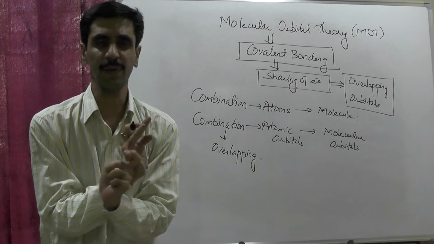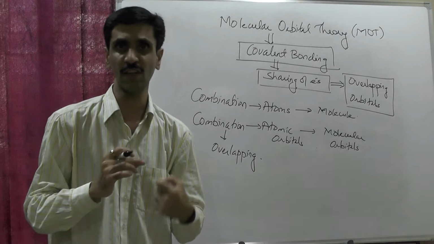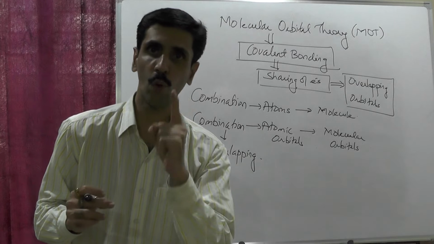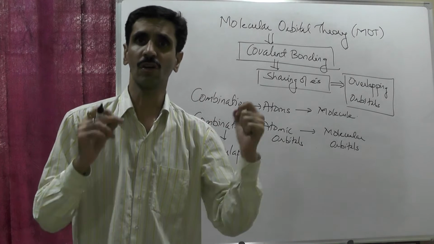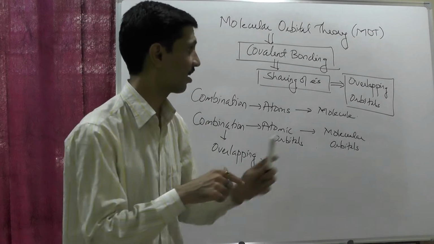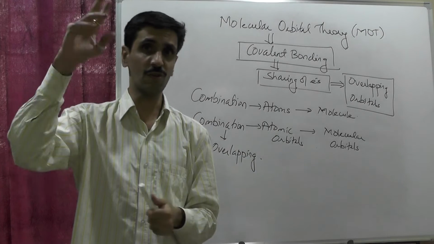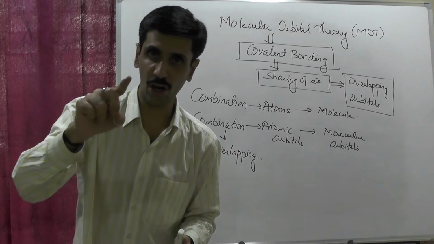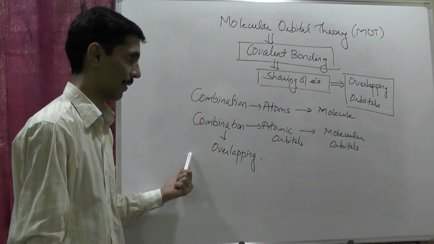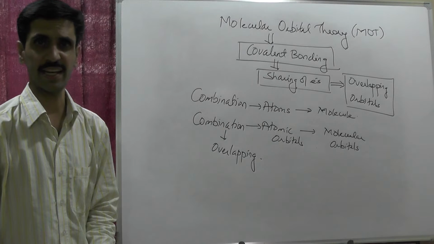Okay, once again a quick recap: the essentialities, the basics of molecular orbital theory are being discussed in this video. So molecular orbital theory is essentially based on covalent bonding. Covalent bonding is because of sharing of electrons. Sharing of electrons results in overlapping of orbitals. Right? And then combination of atoms gives you a molecule, so combination of atomic orbitals gives molecular orbitals, or using the technical word, overlapping of atomic orbitals results in molecular orbitals. I hope till now you're getting it right.